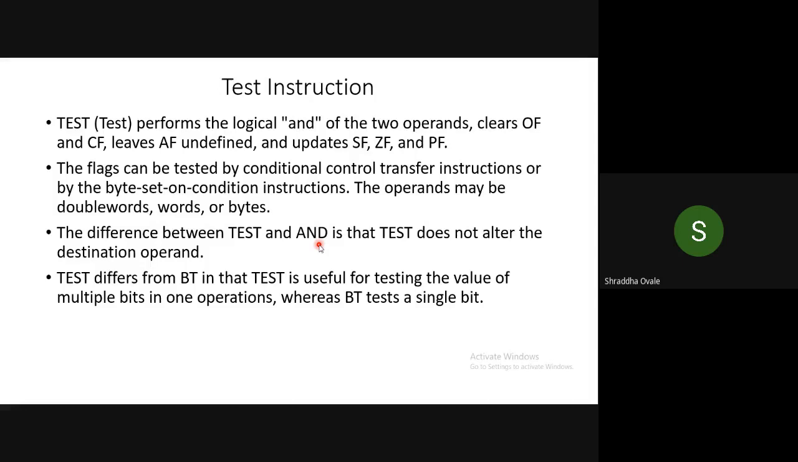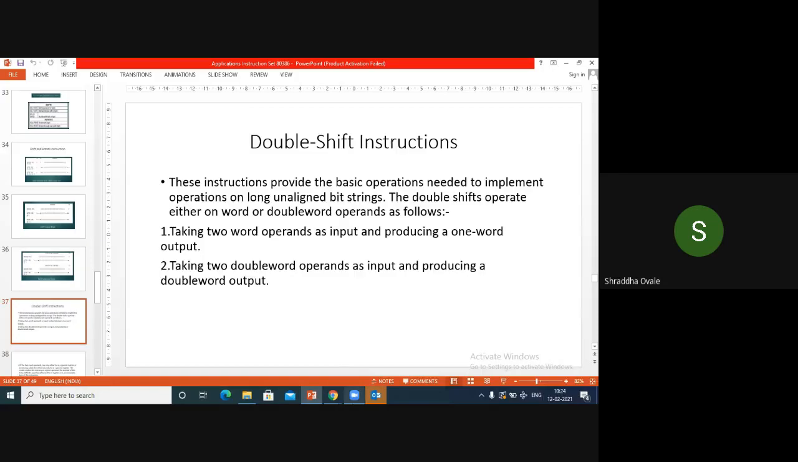Okay. So the test differs from the BT. BT is your bit instruction. Test is useful for testing the value of multiple bits in one operation, whereas BT tests a single bit only. This test instruction is useful for testing multiple bits, but your BT instruction is useful only when you have to test a single bit. Okay, so these were all your logical instructions. I hope you all have understood. So thank you.